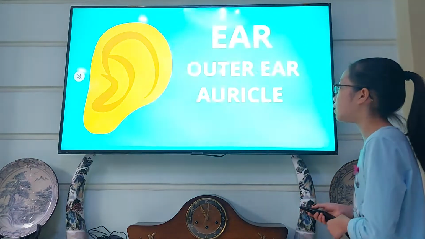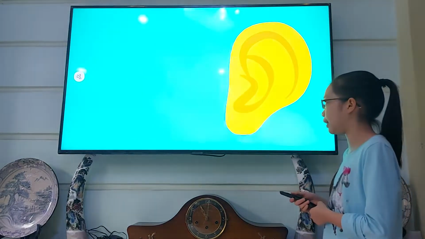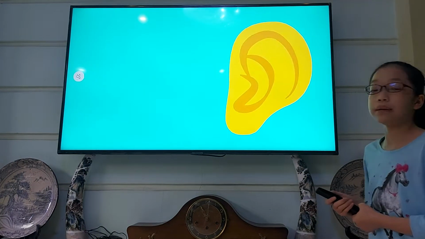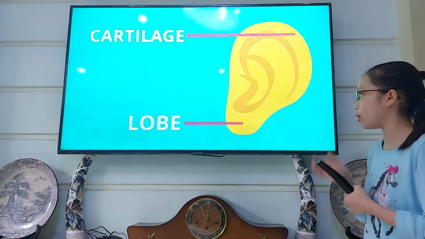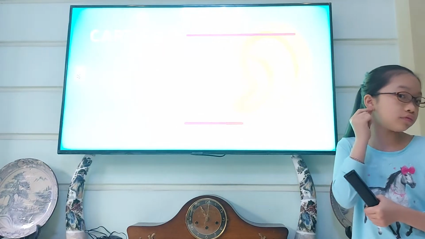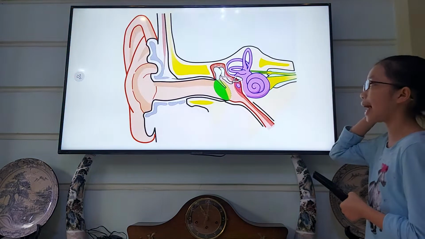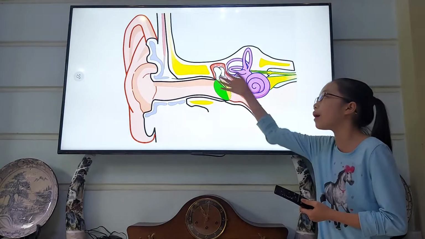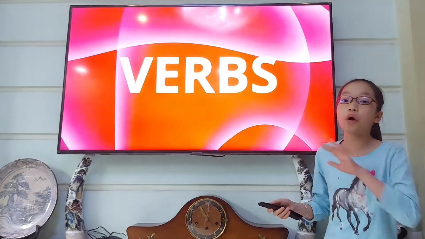So we have the ear right here. What you see here is called the outer ear. And next, inside this, there are many parts that I think you should know. This is called the lobe. Yeah, this one right here is called the lobe. And the upper part is called the cartilage, this part. And if you want to know more about these body parts, stick around because at the end of the video, we will know all of them.